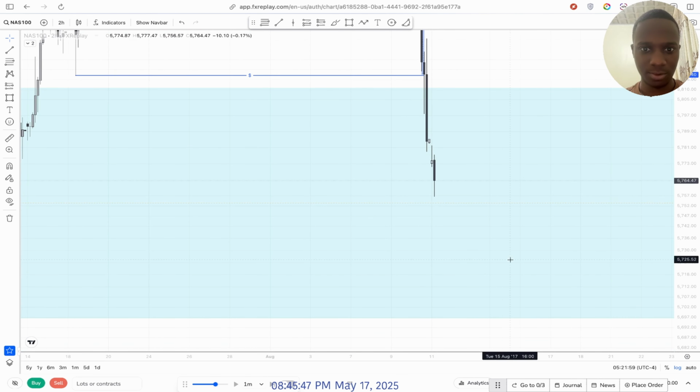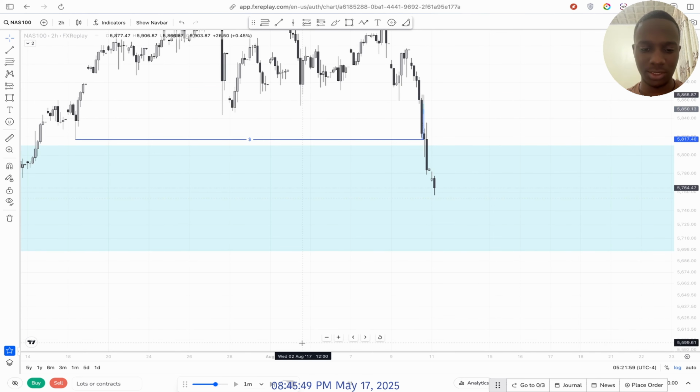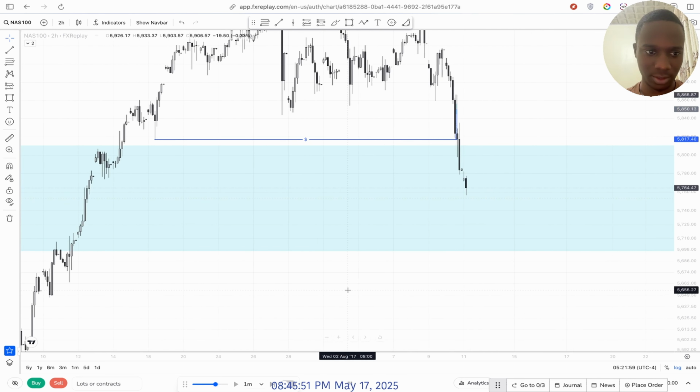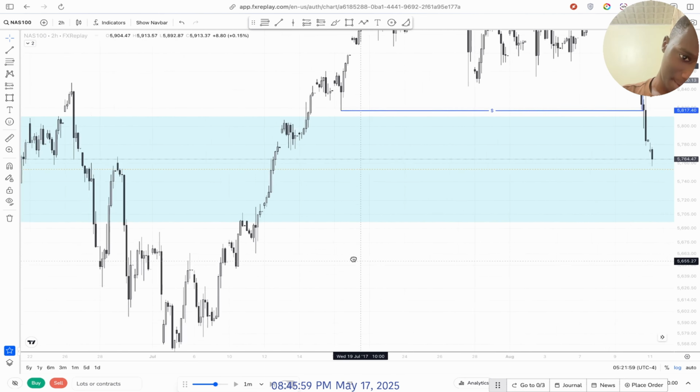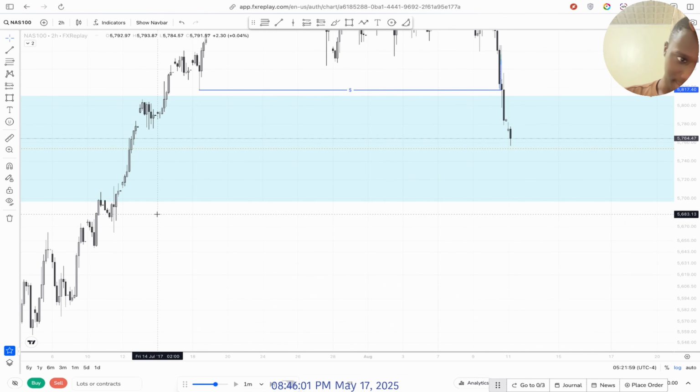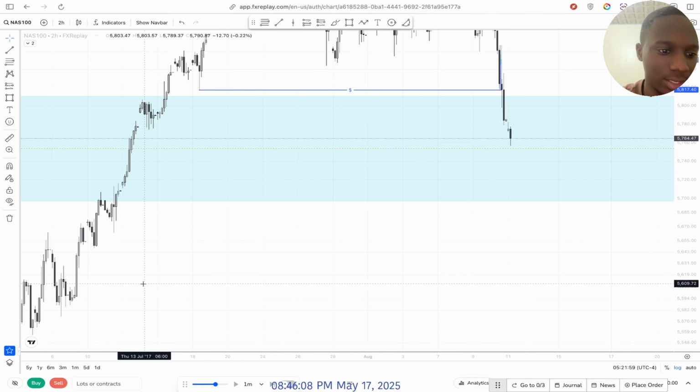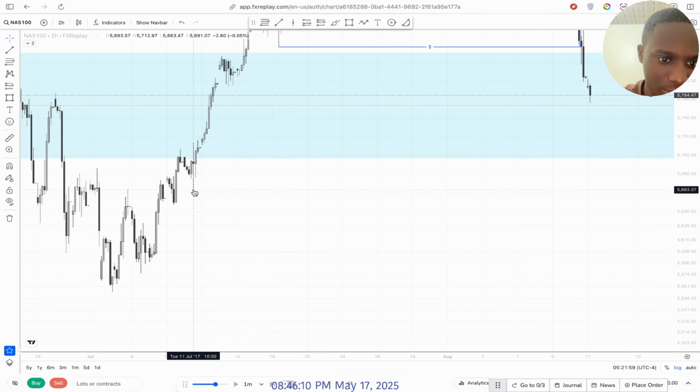So on the 2 hour, we can see that we dropped and we reached a very good level here. There's another breaker in here, this one. Let's see if we respect it. We are still in the breaker. So basically we've taken out this low, so maybe I look for another important low to target, which might probably be this one or this one or this one.